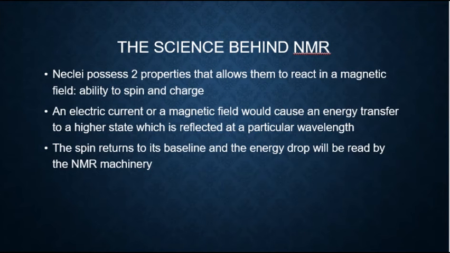Likewise, the application of an external magnetic field can cause a nucleus to either spin in the same direction or against the direction of the magnetic field. A nucleus with the opposite spin will have higher energy. A nucleus spinning in the same direction will have lower energy.